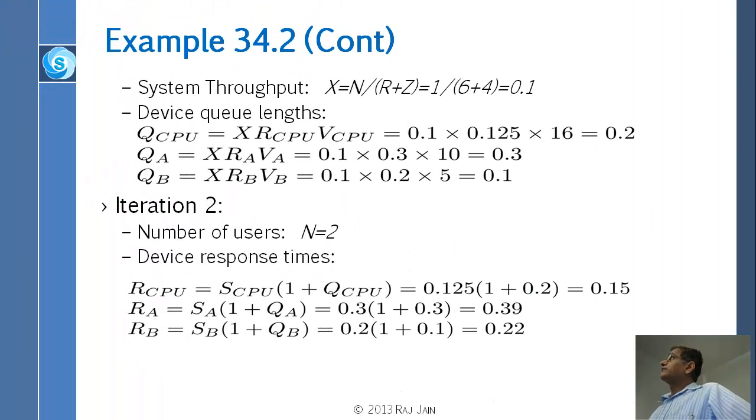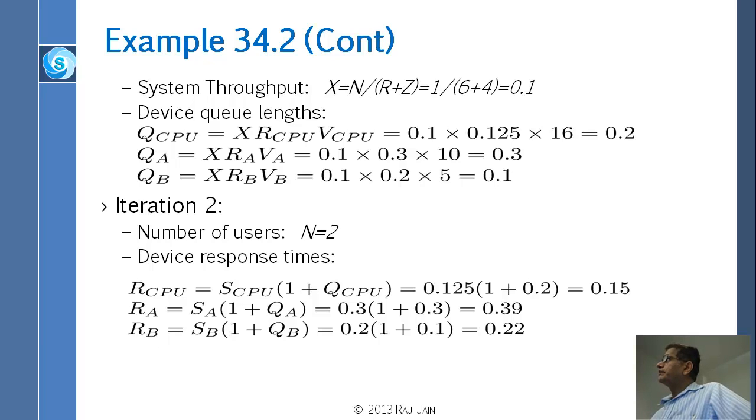Once we know the 6 seconds, we can calculate the system throughput. System throughput is equal to 1 upon R plus Z, 6 plus 4, which is 0.1. Once we know 0.1, we can calculate the Q length. Q length would be X times R CPU times B CPU. So basically, 0.1 times R CPU, which was calculated 1/8 before, times B CPU is 16, we get 0.2.